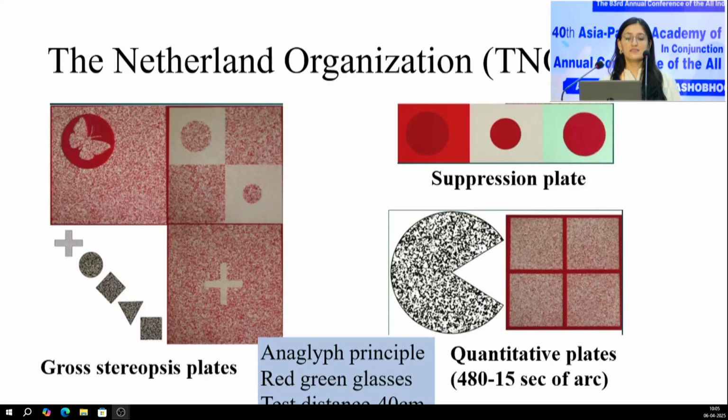The TNO test is based on the anaglyph principle, where we use red-green glasses, and the plates are such that using complementary colors, a binocular patient will be able to perceive a 3D image. So they have gross stereopsis plates, suppression plates, and even the quantitative plates from 480 to 15 seconds of arc.